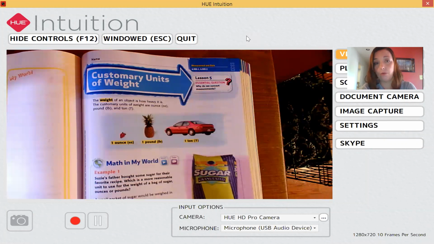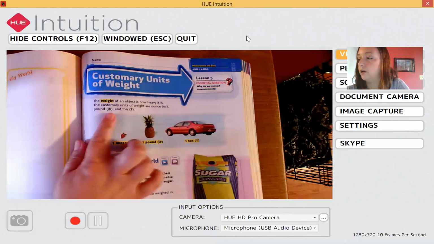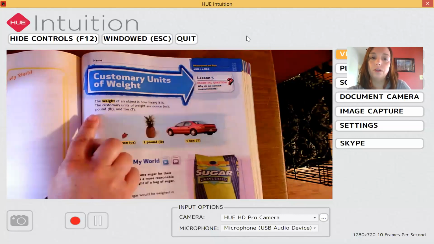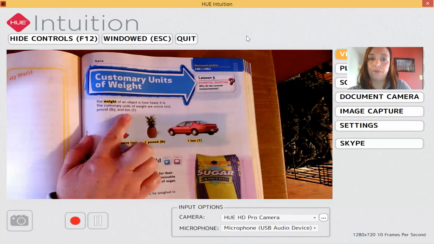So today we are going to continue on with chapter 11, and we are going to be talking about customary units of weight. Weight is a way that we can measure how heavy an object is. There are 3 units of weight in the customary measurement. The first one is an ounce, next is a pound, and then a ton, okay?